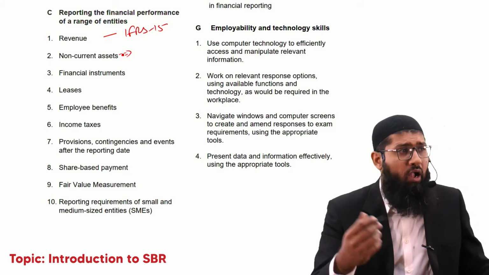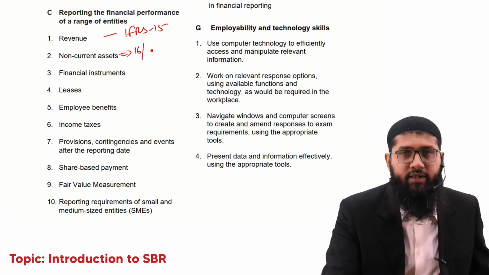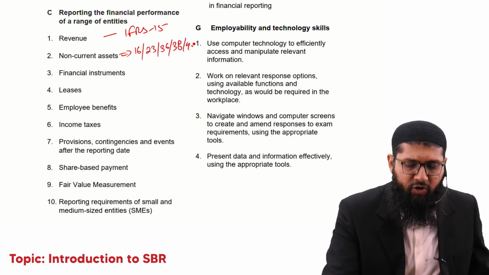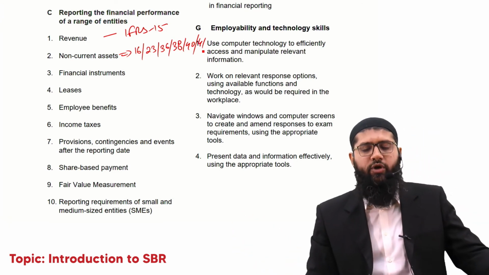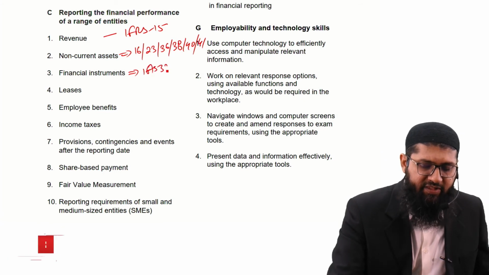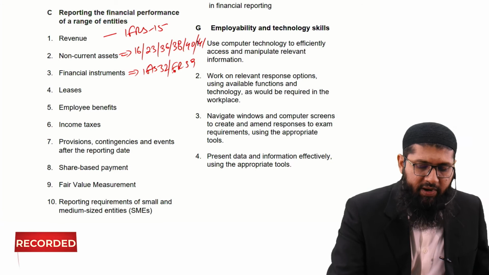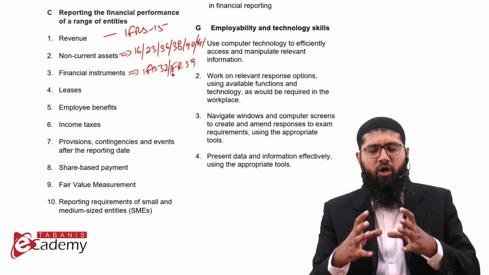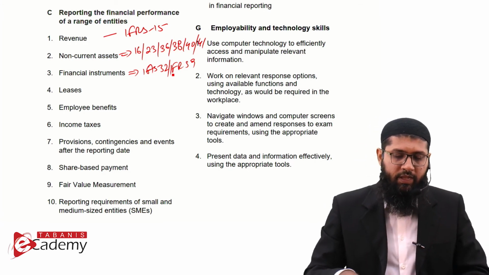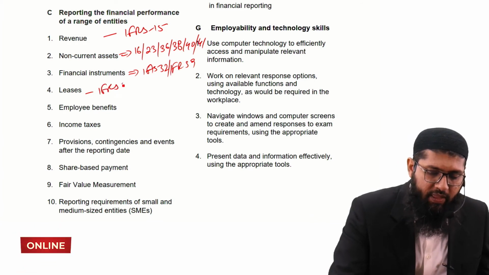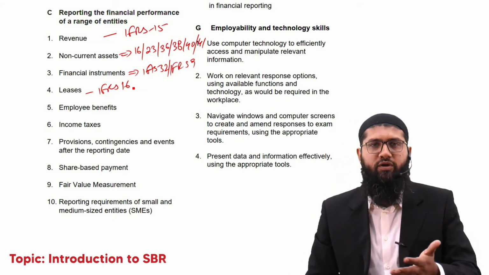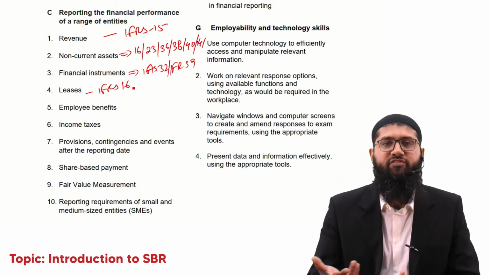Then the non-current assets, all the accounting standards, including IAS 16, IAS 23, IAS 36, 38, 40, 41, all of these standards are going to be applicable here. The financial instruments, we have studied IAS 32, we have studied IFRS 9, but again, at a very small depth. We'll be studying these financial instruments in depth. Leases, you only study the accounting for lessee. Over here, we'll be studying lessor's accounting also. We'll be discussing manufacturer, dealer, lessor.